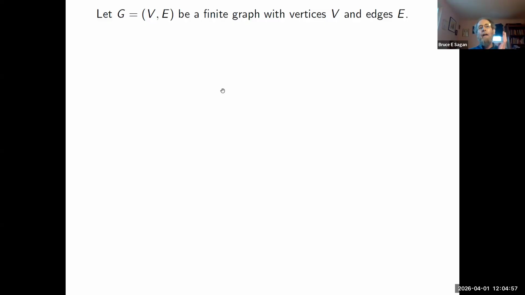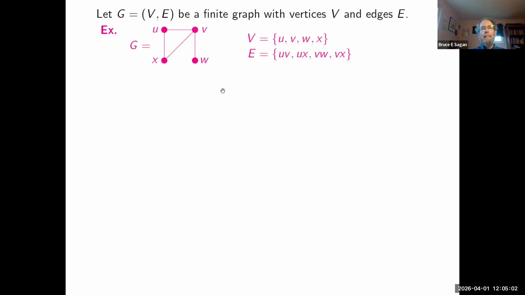So G is going to be a graph with vertices V and edges E. And here's a particular example graph, which you should get up close and personal with because you're going to be seeing a lot of this graph during the talk. So it's got four vertices, U, V, W, and X, and then also four edges. One from, and can you see my cursor here? Yes, okay, great. One from U to V, one from U to X, one from V to W, and one from V to X. Okay, so typical combinatorial graph.